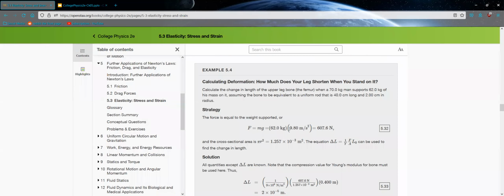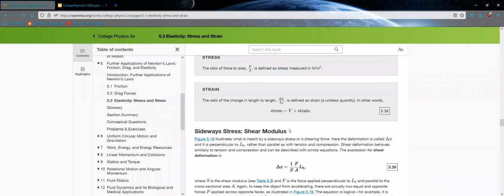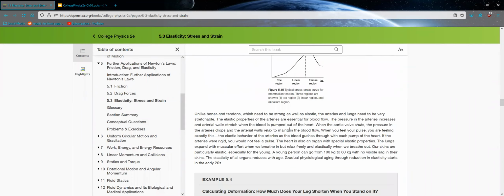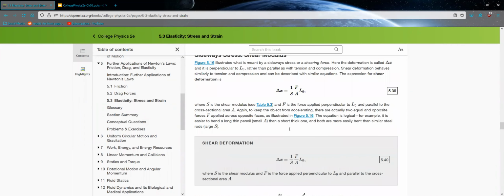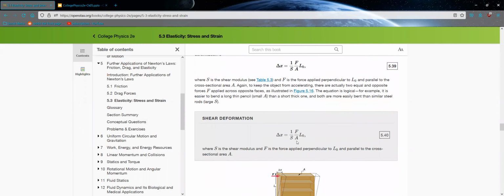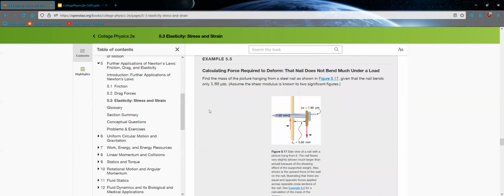So 5.5 is the math behind this. Yep, shear deformation, as we said. And the other one I think was stress. Was it? Yeah. Keep scrolling down here. But these are just equations, right? I give you the equation, I give you what all the letters mean. When I ask you a question, correlate the numbers with the letters and plug and chug. Here we go. Calculating force required to deform. That nail does not bend much under a load.